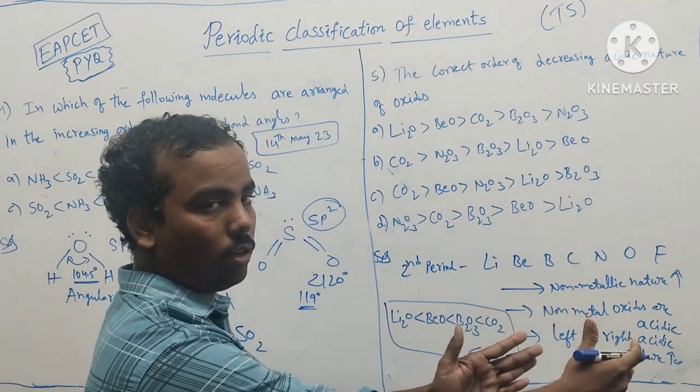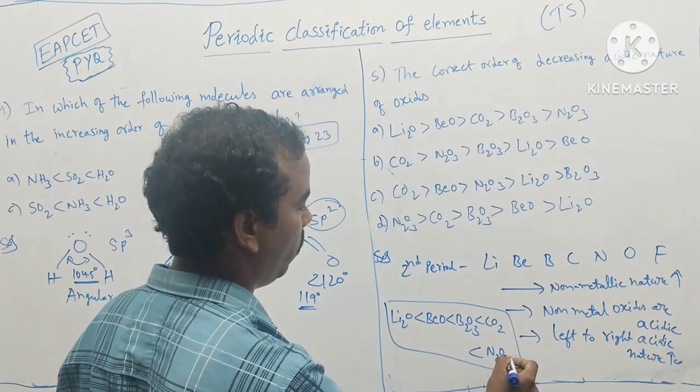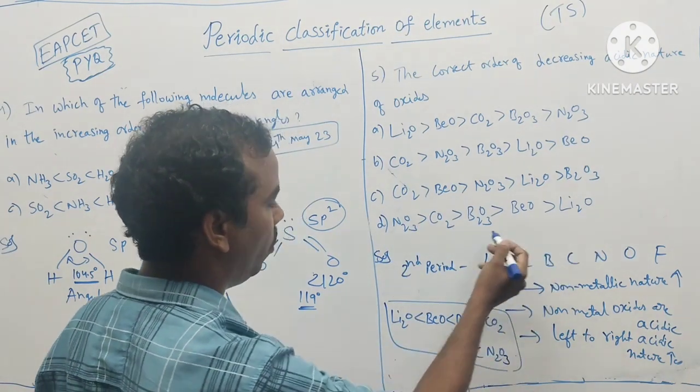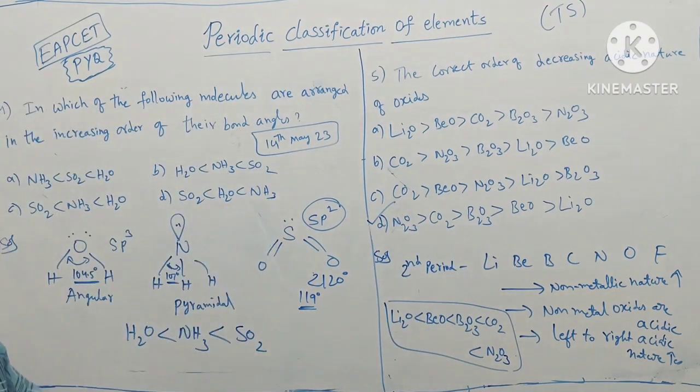So left to right, non-metallic nature increases, N2O3 or N2O5, whatever it is. So Li2O, BeO, B2O3, CO2, N2O3. So the option is 2. Very easy.